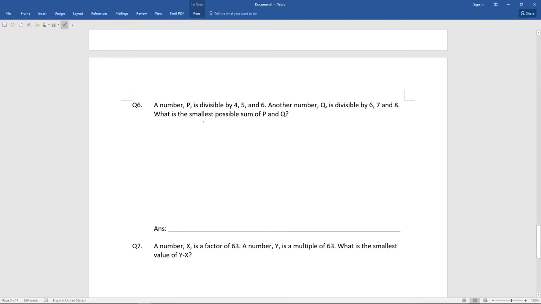Question 6. We are supposed to find the smallest possible sum of P and Q. Because we are supposed to minimize the sum of P and Q, we can try minimizing P and minimizing Q. Because P is divisible by 4, 5, and 6, the smallest possible value of P, which is divisible by 4, 5, and 6, would be equal to 60.